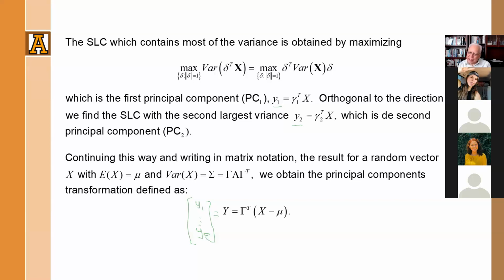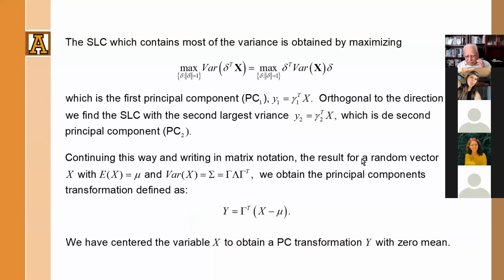So it's just rotating the space in such a way that I can capture most of the variability in the first dimension, then the next largest variability in the second dimension, and so on. That's essentially what we're doing with principal component analysis. I'm centering the variables to obtain a principal component transformation y that has zero mean. Just for convenience, we subtract the mean of the original variables and apply the transformation given by the eigenvectors of the variance covariance matrix.